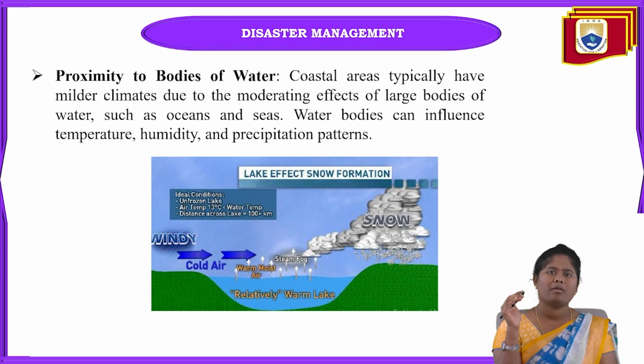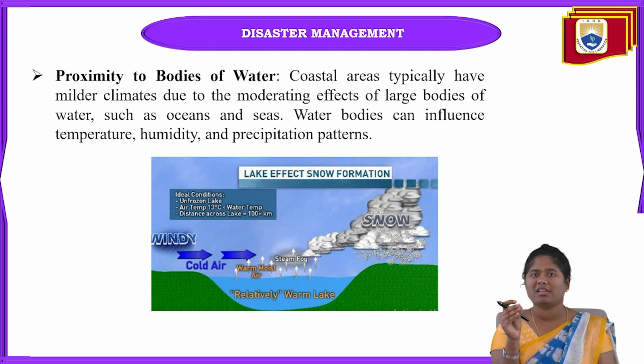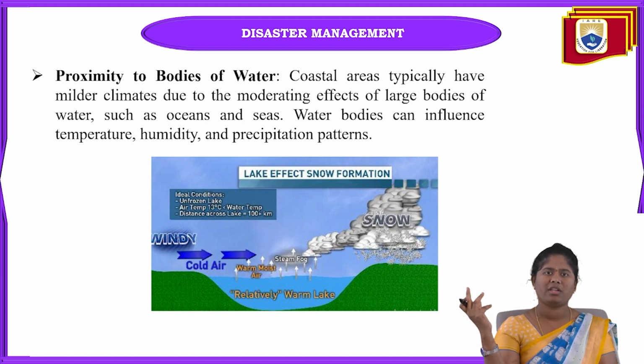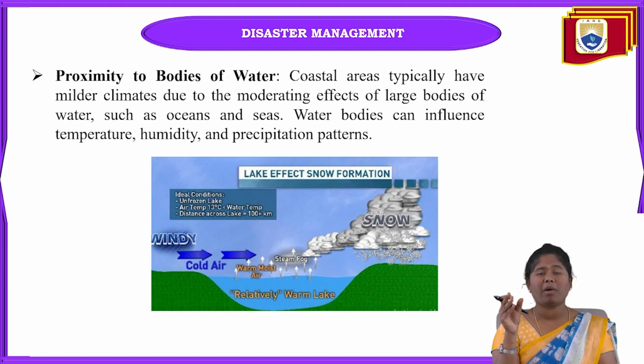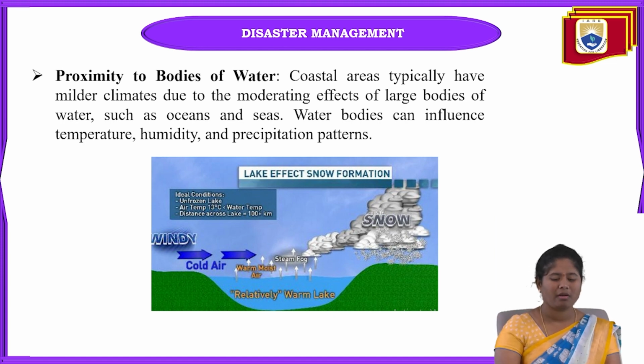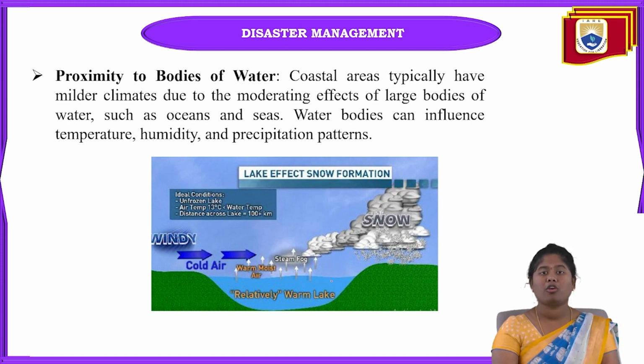When we take an example, in Andhra Pradesh a coastal area is there, like Krishna, Godavari, and next Srikakulam district. At that area they have these water bodies, and there the milder climate will be there, and because of this climate it directly influences the humidity.